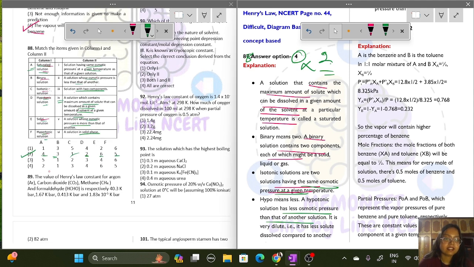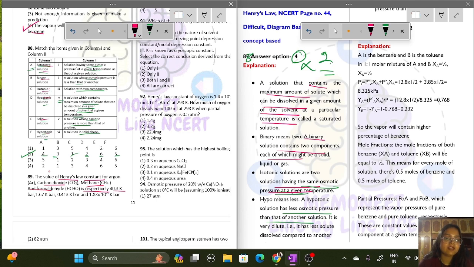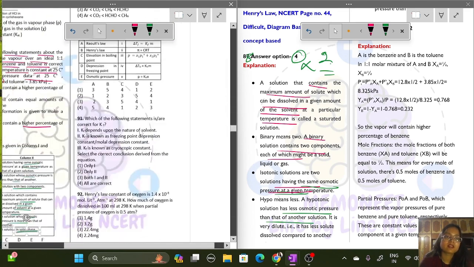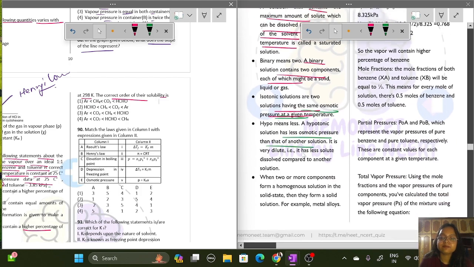Question number 89. The values of Henry's law constant for argon, carbon dioxide, methane and formaldehyde are respectively 40.3 kilobar, 1.67 kilobar, 0.413 kilobar and 1.83 into 10 to the power 5 kilobar. At 298 Kelvin, we have to find out the correct order of their solubility.